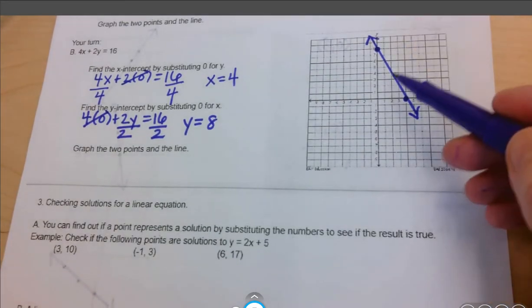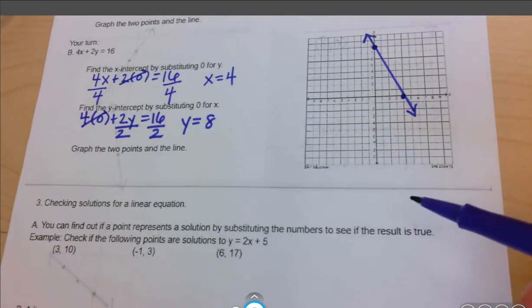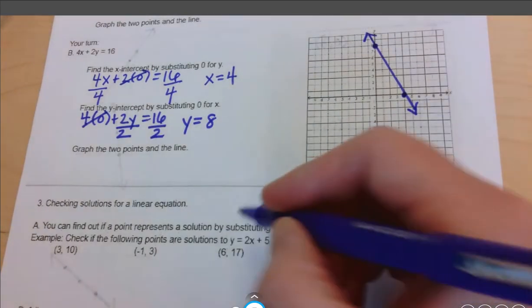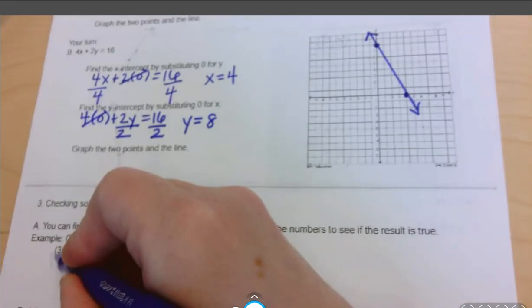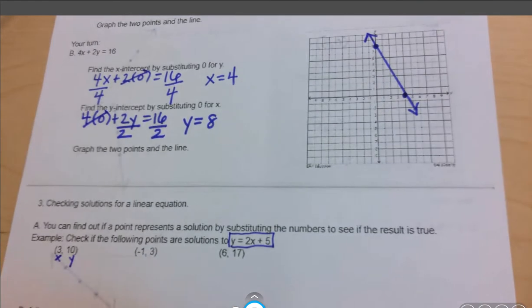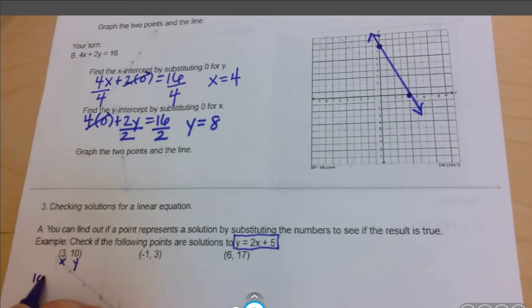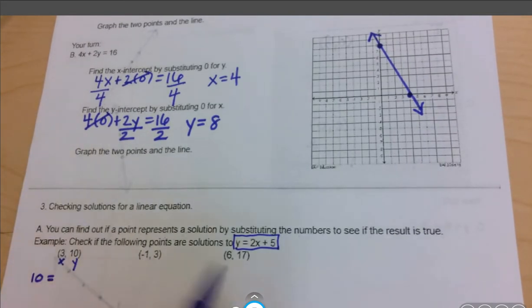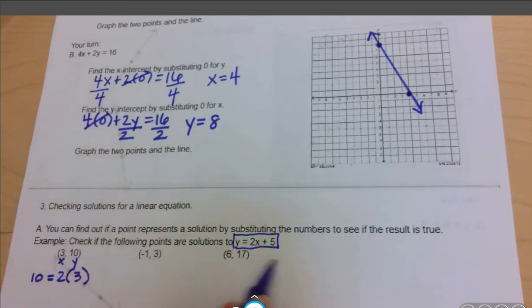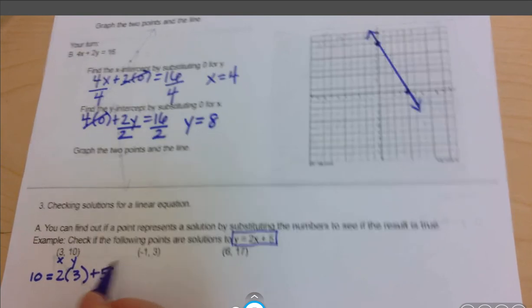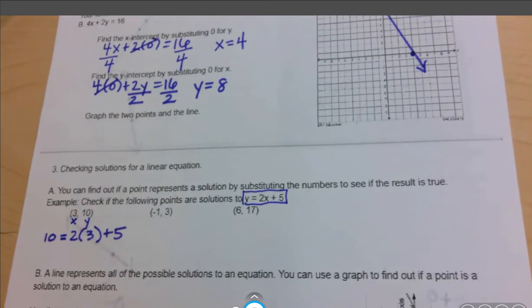Okay, so if you have this one, you are ready for this part down here. Checking solutions to a linear equation. Solutions are a pair of numbers, x, y, that make the number sentence true. And so if I have this equation, y equals 2x plus 5, I substitute the first number for x and the second number for y and see if it makes a true sentence. So instead of y, I'm going to put 10 equals, and then the 2. Instead of x, I'm going to put the 3, and then the plus 5. Any predictions about whether this is going to be true or not?